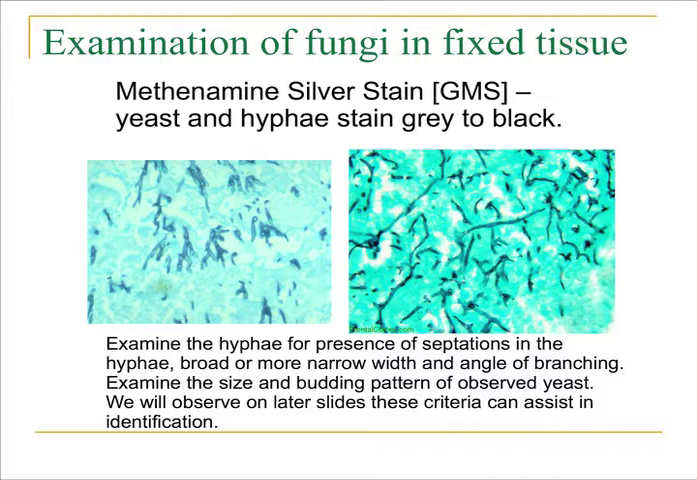When you're looking at a GMS, you don't just look for the gray or black strands, of course, of hyphae or yeast cells, but it's important to also look at the presence of septations in the hyphae, the size of the hyphae. Is it large and broad or more narrow? Branching patterns in the hyphae. And we will look more at this later in the lecture, but it is important to generally observe characteristics of the yeast and of the mold on these stains.